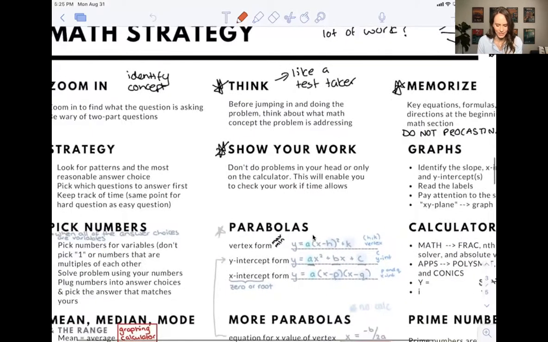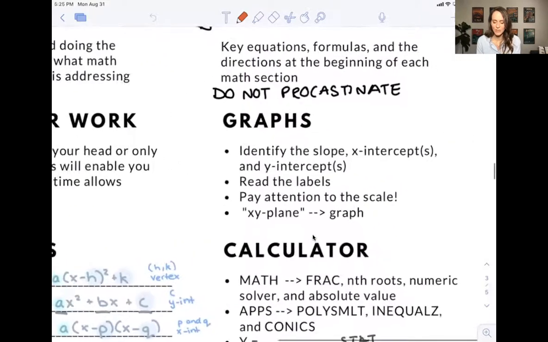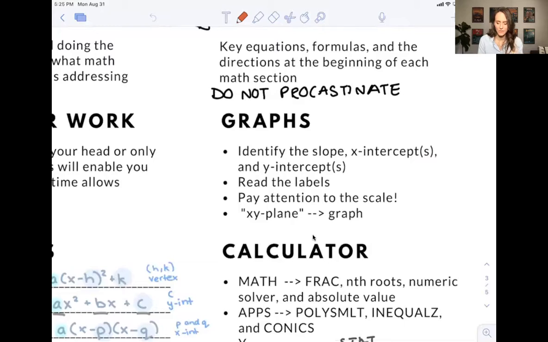Okay, let's see here. So graphs, we're always going to identify the slope, the x-intercepts and the y-intercepts. We're going to read the labels. We're going to pay attention to the scale.